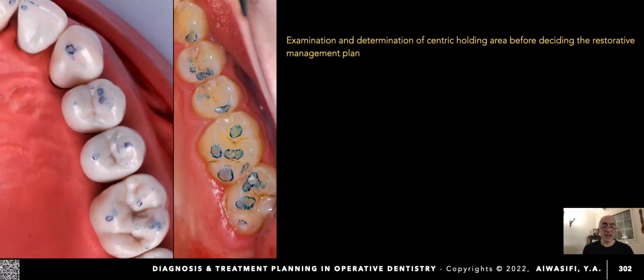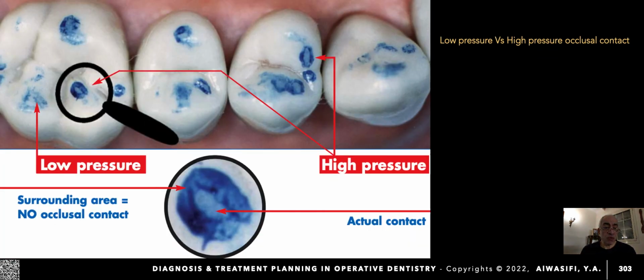Those are examples of preoperative examination of occlusion and occlusal centric holding areas, using articulating blue papers that mark centric holding areas. The question now is, are all of these centric holding areas that should be considered? And are all of these considered as a premature contact if I finished my restorative procedures, which should be reduced? Let's discuss this. As recommended by many authors, you have areas of low pressure and areas of high pressure. Areas of low pressure should not be considered as annoying occlusal contact that should be addressed during restorative management or after you have finished your restoration, okay?